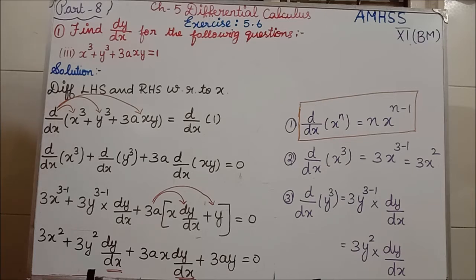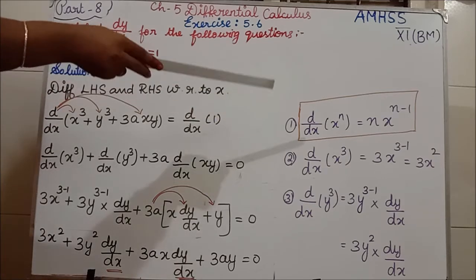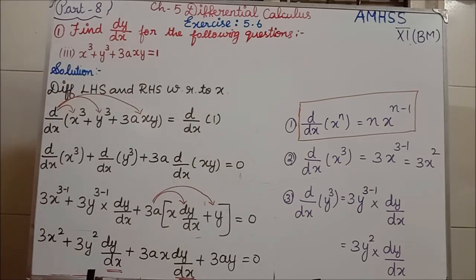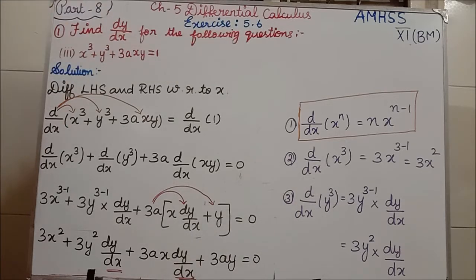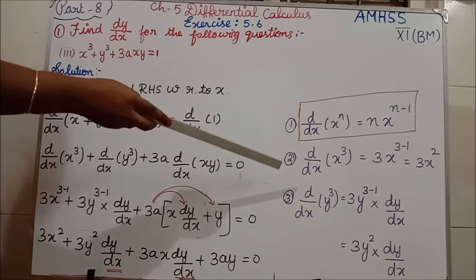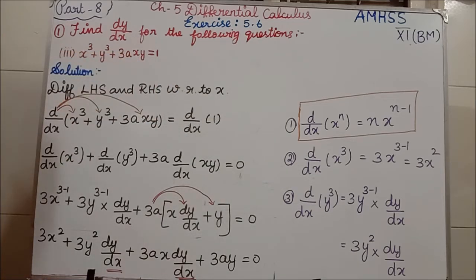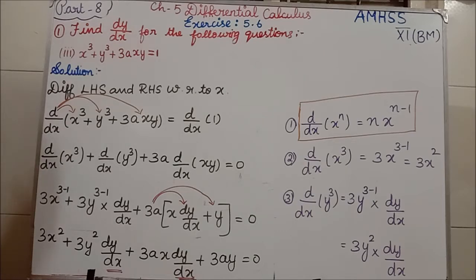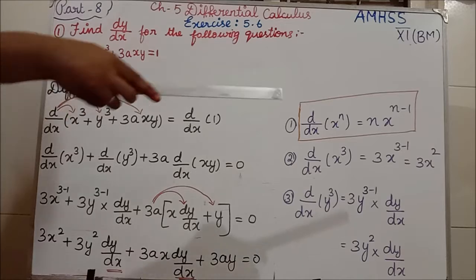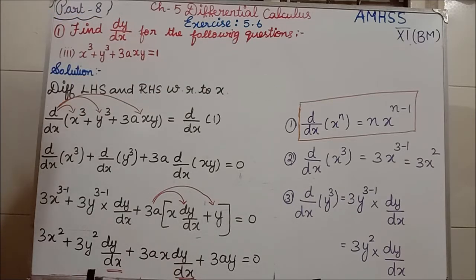Clear students? Now d by dx of x cube, what formula? d by dx of x power n is n x power n minus 1, that is our formula. I have written d by dx of x cube. We can write it as 3x power 3 minus 1, isn't it? So equal to 3, and 3 minus 1 is 2, I have written. Clear?